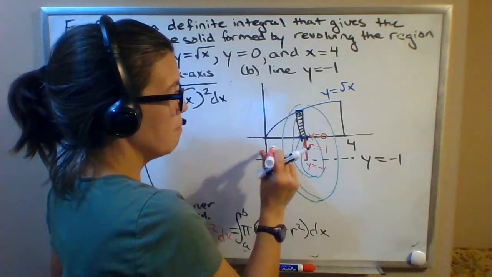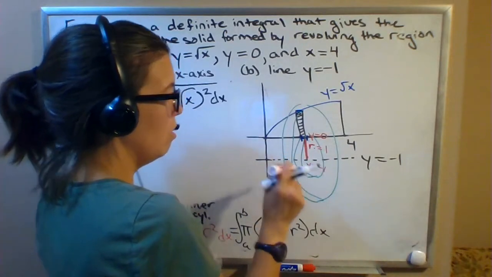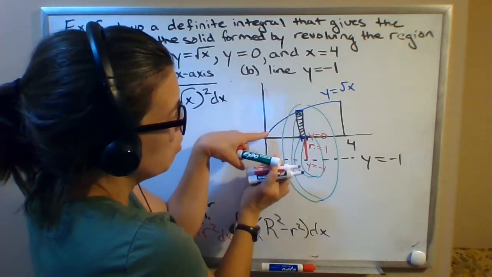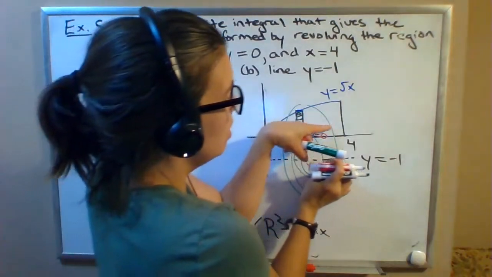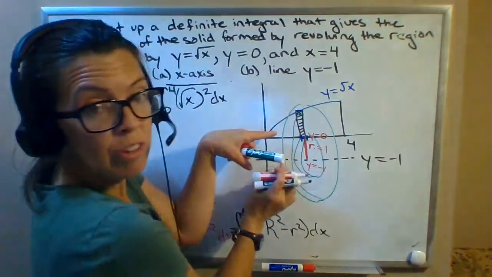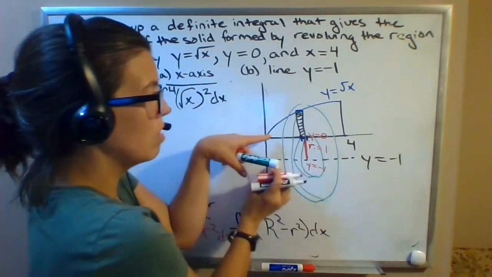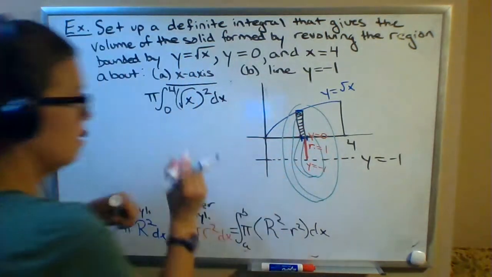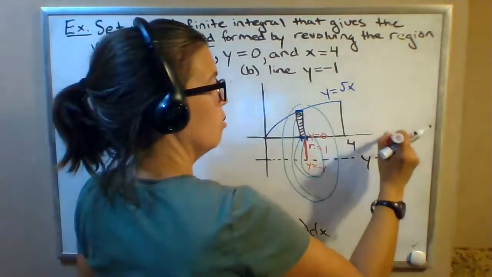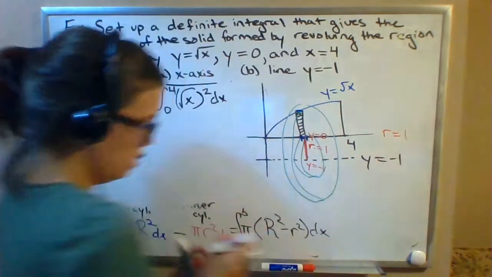So the inner radius, no matter where we place this rectangle, the inner radius when you revolve these rectangles is always just a constant 1. The inner radius is going to be just a constant. So let me make that note over here. So inner radius is 1.